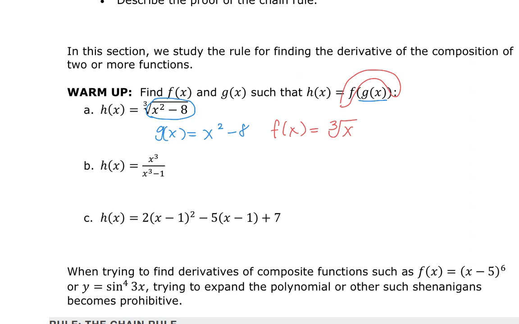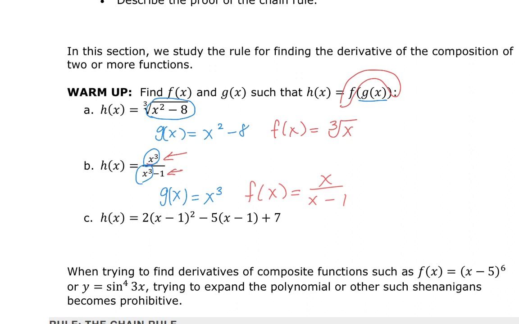If I look at B, it isn't quite as straightforward. But remember, we don't want g of x to just be x, because then it's really not a composition of functions. However, what I notice is I see this x cubed here in the numerator and here in the denominator. So I'm going to let g of x equal x cubed. That means my f of x is going to be, wherever I see x cubed here or here, I'm just going to replace it with x. So I'm going to have just x over x minus 1.